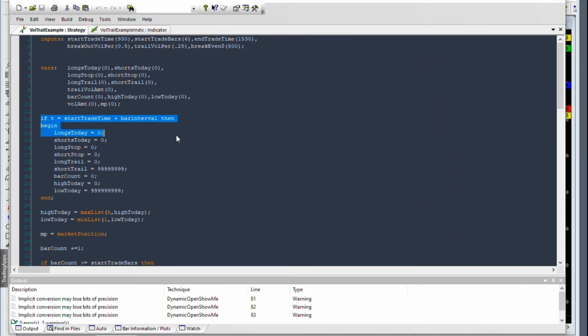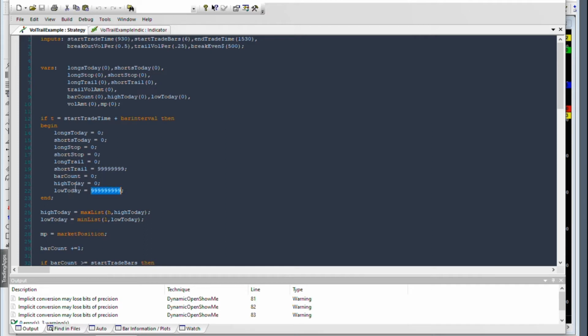So I set up all my stuff that I need for the first bar of the day. I go ahead and set everything to 0, or I set the short trailing stops to a large number, and my high today and low today I set to a low number and a high number, because I'm going to be setting those myself.